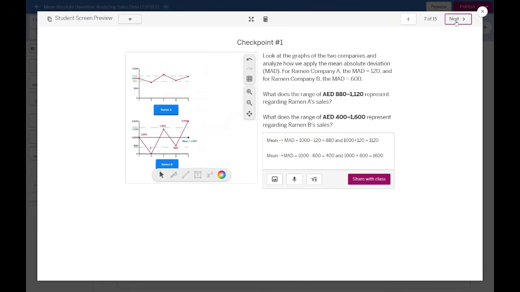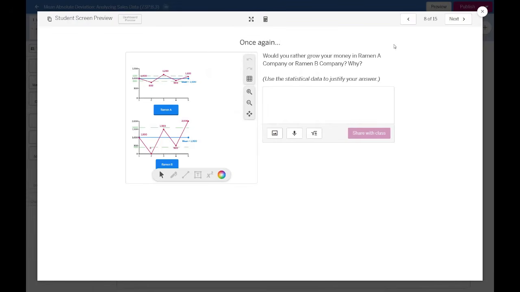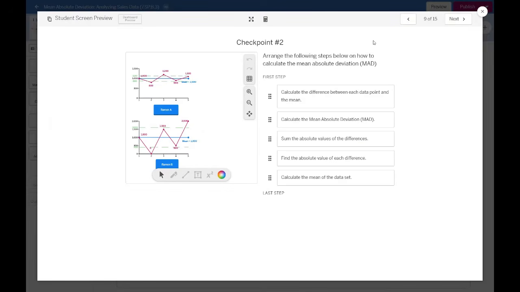Okay, for the next slide, based on the mean absolute deviation, now that you have realized the different numbers that we have, you will be given another chance to choose. Would you rather grow your money in Ramen A or Ramen B? And for checkpoint number 2, we need to arrange the following steps below on how to calculate the mean absolute deviation, so that we can remember it whenever we apply it to a different kind of scenario aside from investment. So what did we do first?